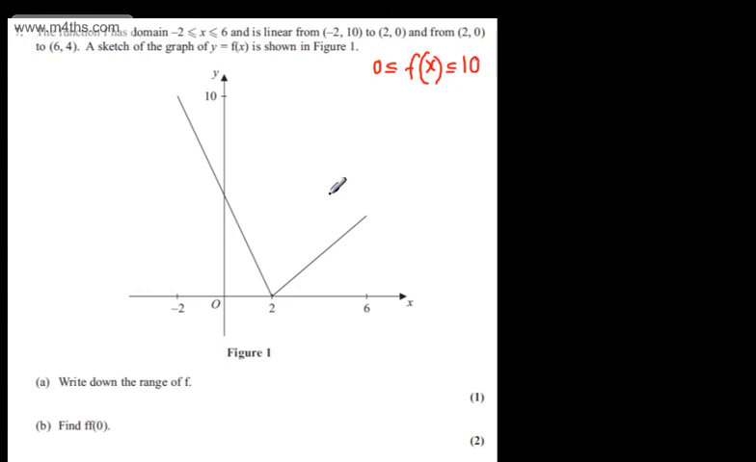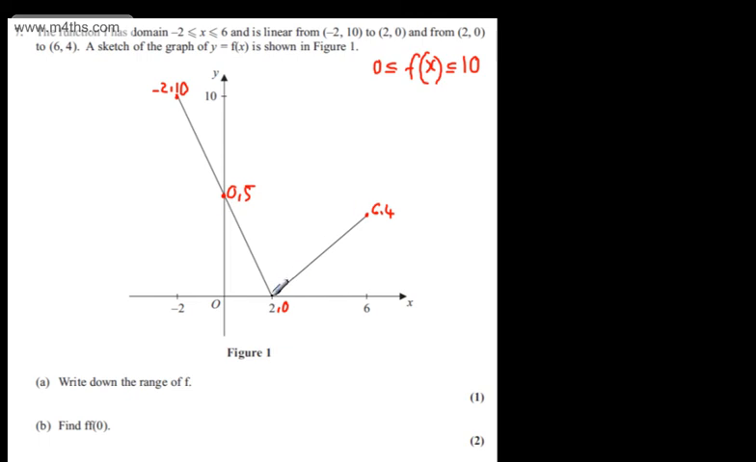In part B, for 2 marks, we need to find f(f(0)). So first thing we need to do is f(0), and that's going to be that point just here. We're not given a value for f(0), but we can find it from the information in the question. This point is (-2, 10), this point here is (2, 0), and this point is (6, 4). We can see 0 is the midpoint of -2 and 2. Therefore, when we have f(0), we're going to have the midpoint of 0 and 10, which is 5. So f(0) is 5.